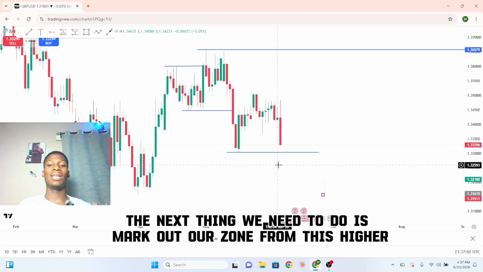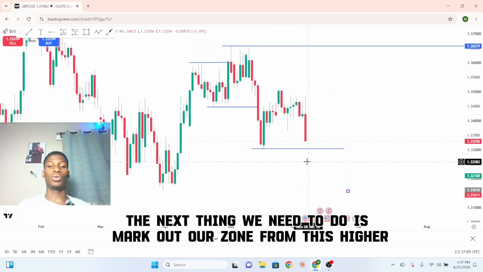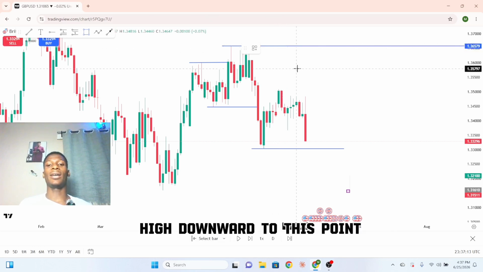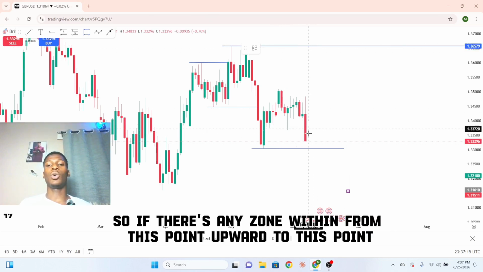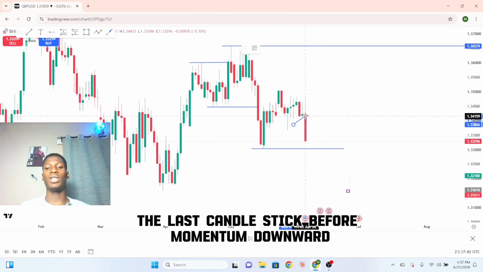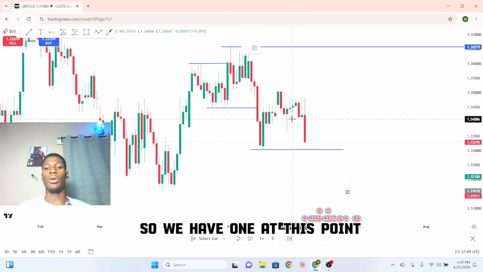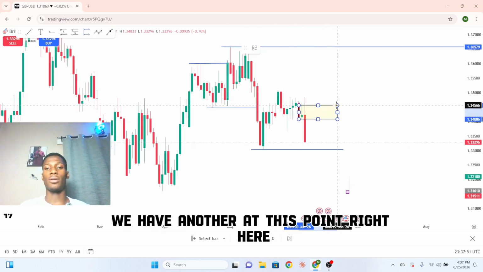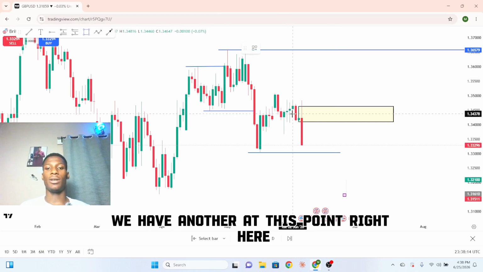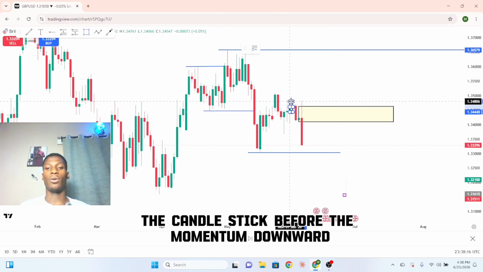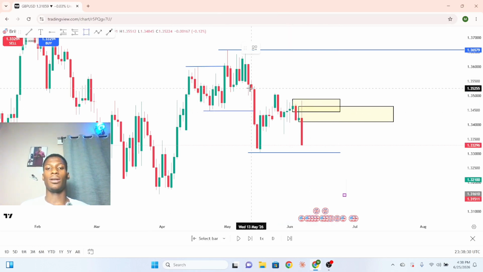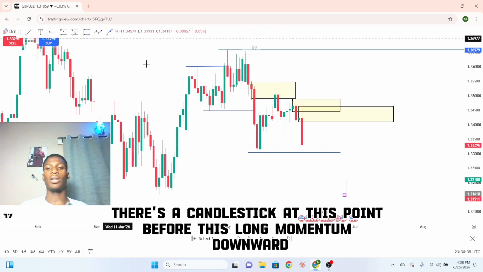Do you understand? The next thing we need to do is mark out our zone from this higher high downward to this point. If there's any zone from this point upward to this point, we are supposed to mark it: the last candlestick before momentum downward. So we have one at this point, we have another at this point right here, the candlestick before the momentum downward. Then we have another at this point. There's a candlestick at this point before this long momentum downward.